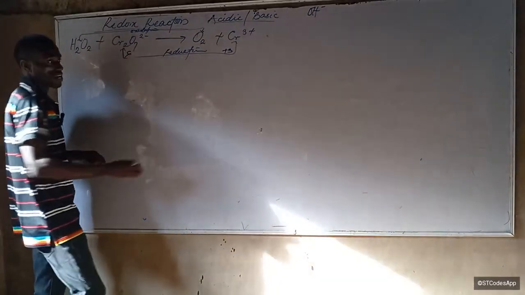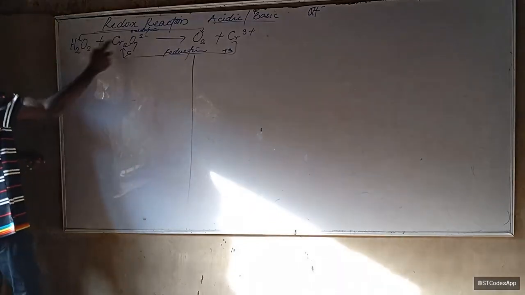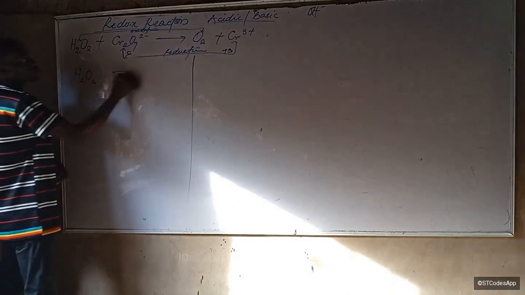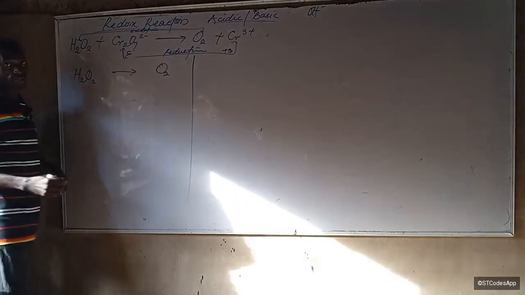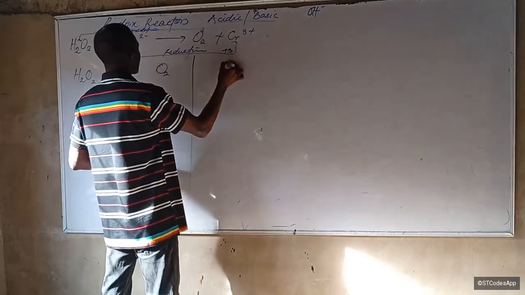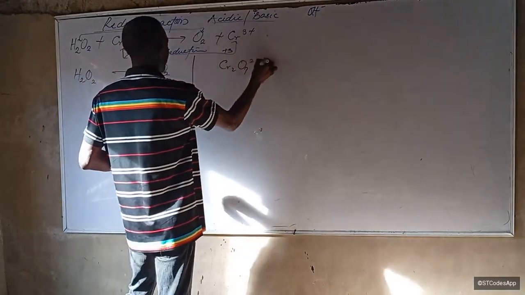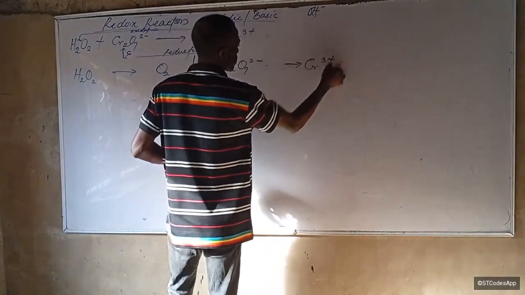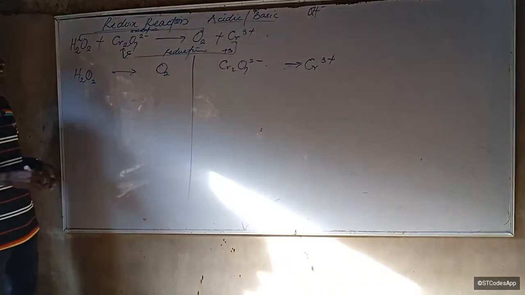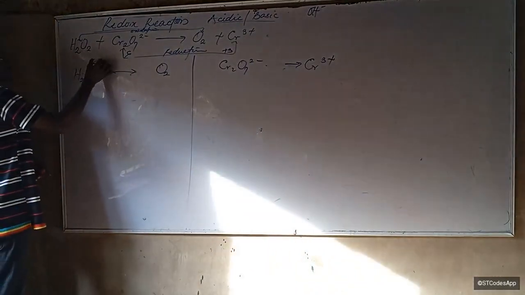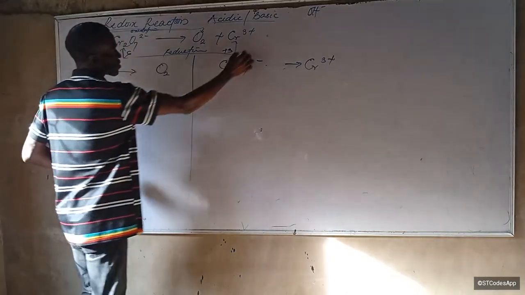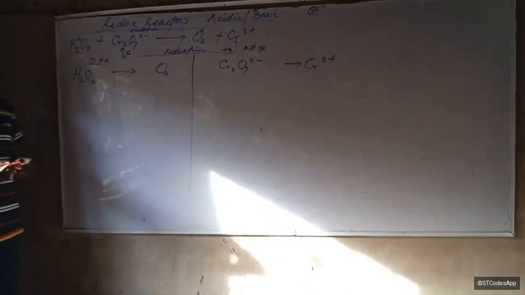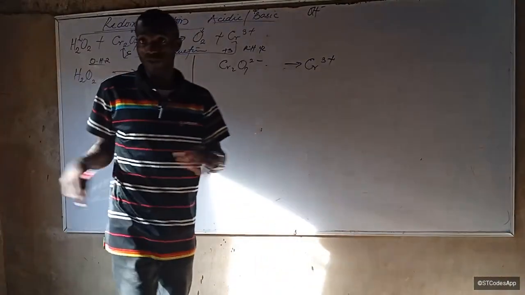So we now have two half reactions, so we can separate them. We now have the oxidation reaction. It will go from H2O2 to O2. Does this make sense? Then we have Cr2O7 2 minus to Cr3 plus. So this is the oxidation half reaction, and this is the reduction half reaction. You don't have to write it that way, but I've given you the trick already to note.